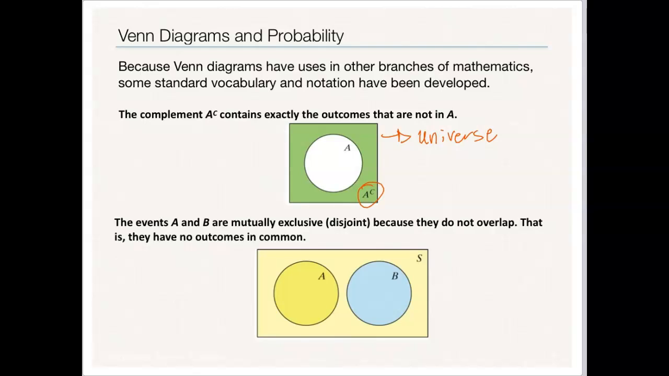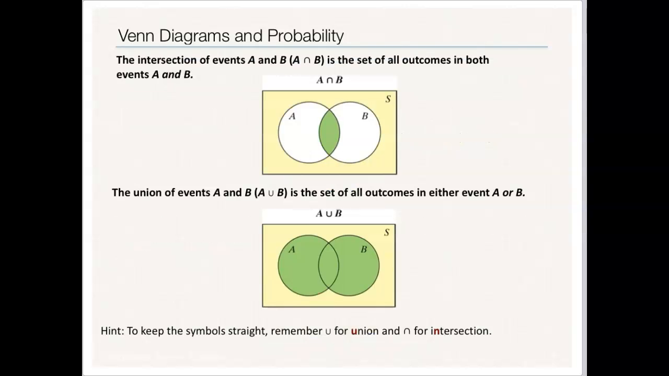If you have two disjoint or mutually exclusive events, that means that in a Venn diagram they won't overlap, because they have no outcomes in common. If events A and B are not mutually exclusive, then they will overlap. In terms of the diagram itself, you don't need to make the size of the overlap proportional to how much they occur in common. That does not matter, right? If they overlap, that just means they have some events in common.